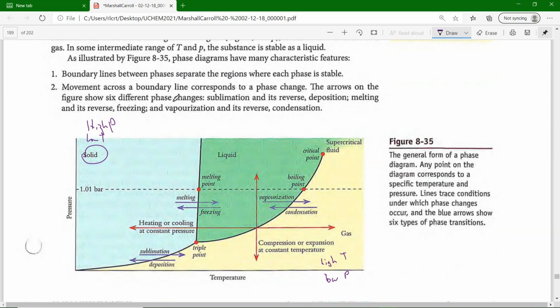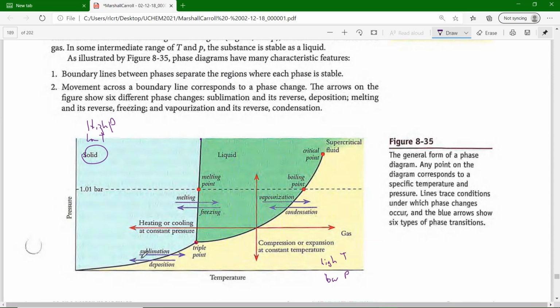And that is going to be a gas. In the intermediate states, we have liquids. So what is going on here? We have boundary lines between the phases that separate the regions where each phase is stable. So here's a boundary line here down to here. That means along there we have a solid-liquid equilibrium along this fairly steep line over here.